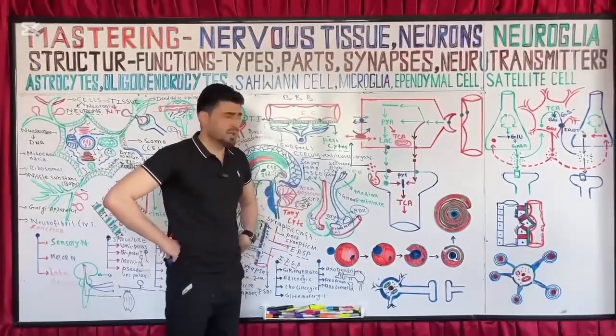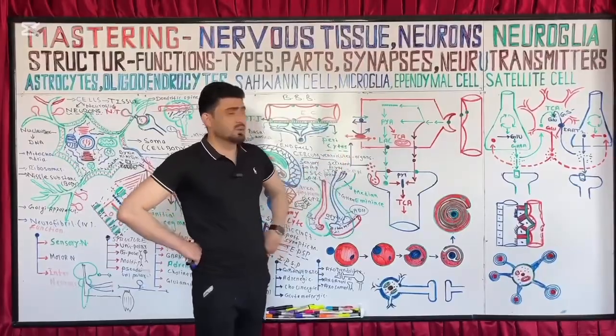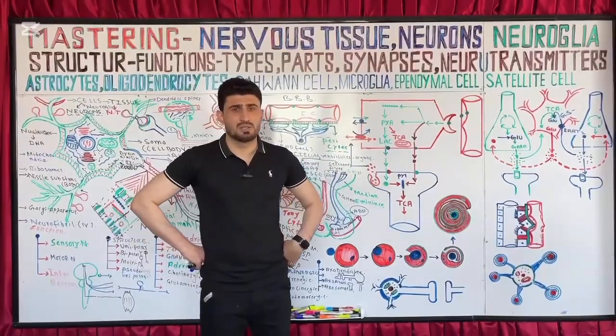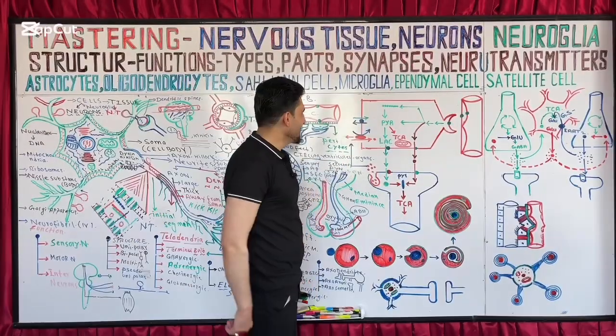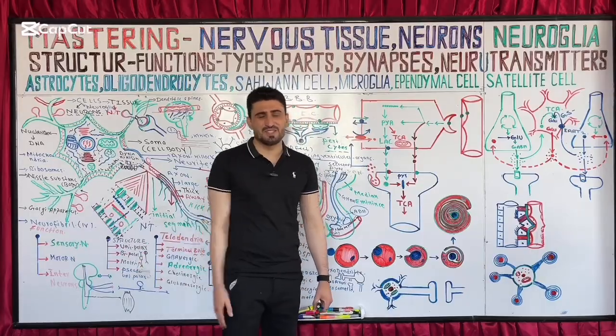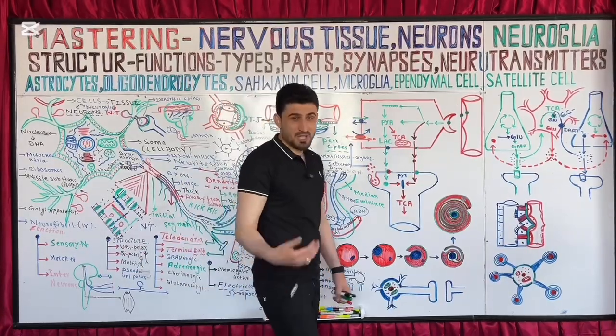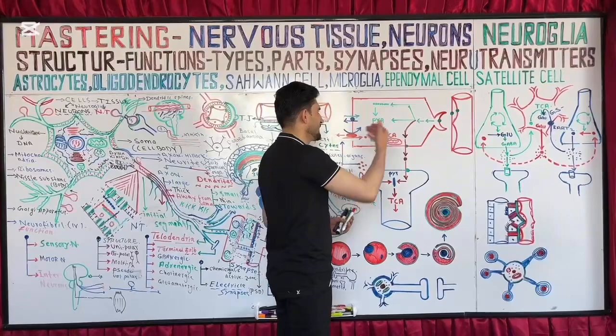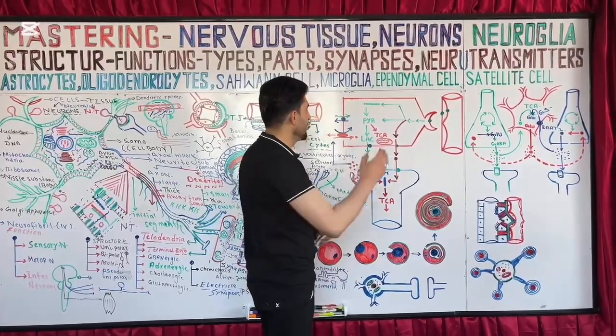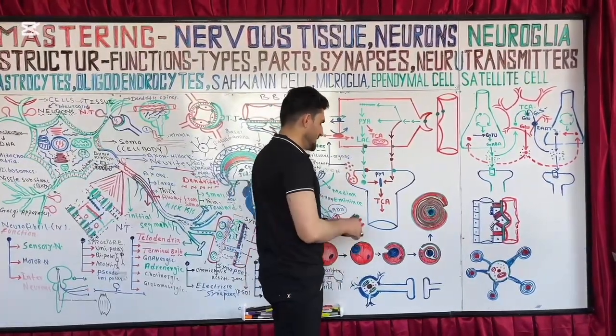Now let me talk about another function of astrocytes, which has a role in glucose storage and glucose recycling, that is, glucose metabolism. Firstly, let me talk about glucose absorption from the blood into the central nervous system.